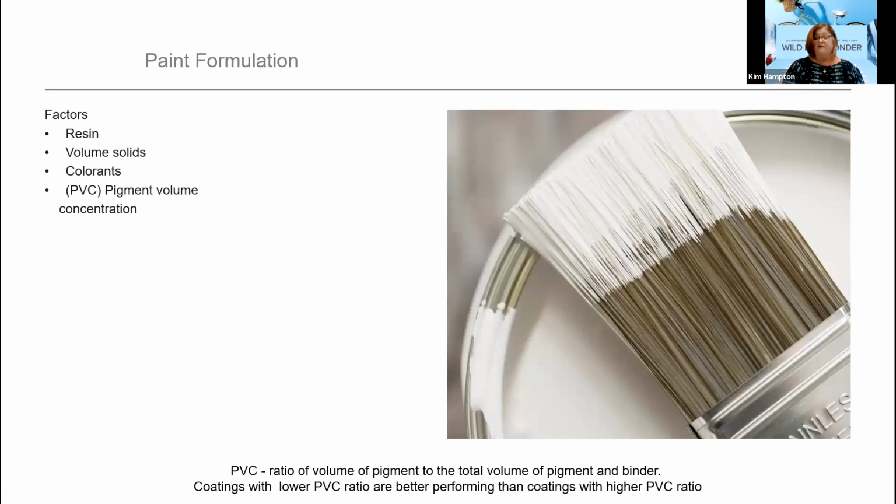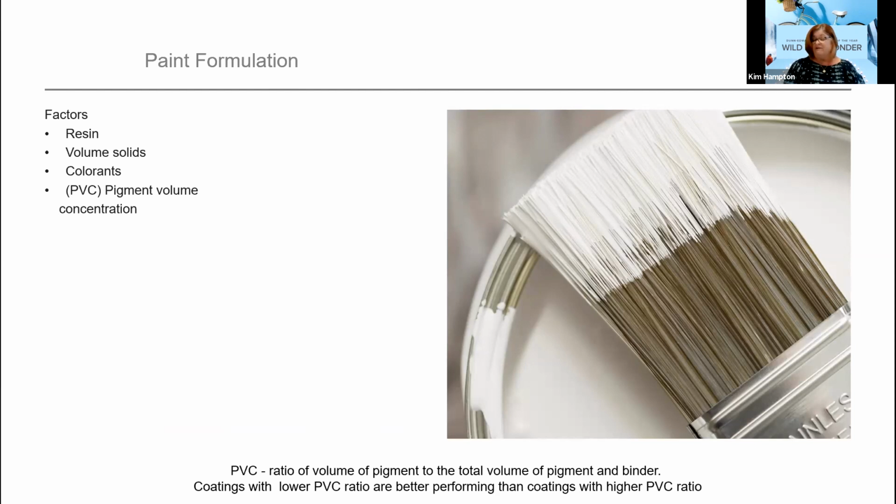Then we get on to paint formulation. In this, we have the factors of resin, volume solids, colorant, and PVC, which is pigment volume concentration. Some factors that go into paint formulation are these items I just mentioned. Volume solids is a measure of the volume of solid film-forming ingredients in a pan of paint. Colorants and PVC, or pigment volume concentration, is the fractional volume of pigment in the total volume solids content of the dry paint film.